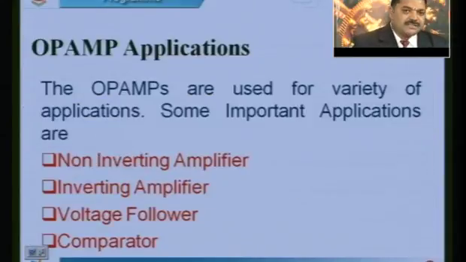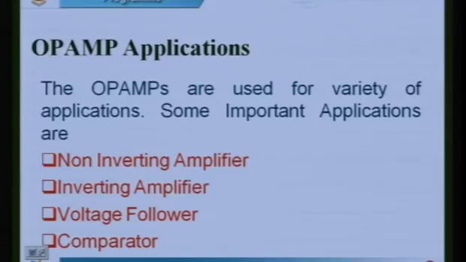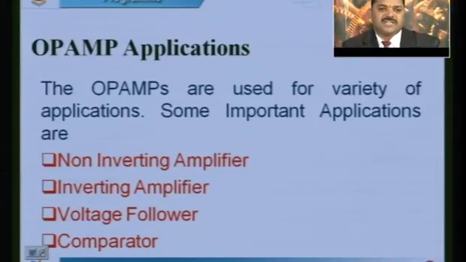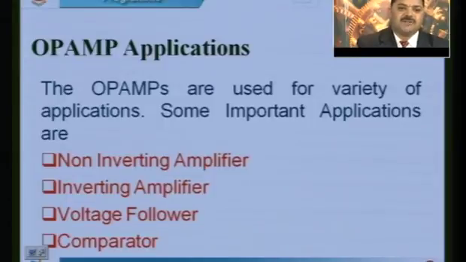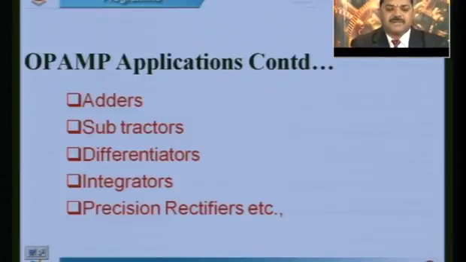So we discussed the inverting amplifier, we discussed the non-inverting amplifier. These are all applications of the operational amplifier. Let us see in some more detail what the applications of the operational amplifier, or op-amp applications, are. Op-amps are used for a variety of applications nowadays. Some of the important applications are the non-inverting amplifier we have just seen, and the inverting amplifier we have already seen. We need to see what a voltage follower is. The voltage follower is also one of the applications of the operational amplifier. Then there are the comparator, adders, subtractors, differentiators, integrators and precision rectifiers, etc. There are plenty of other applications. These are some of the important ones.